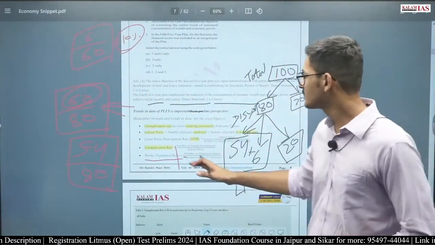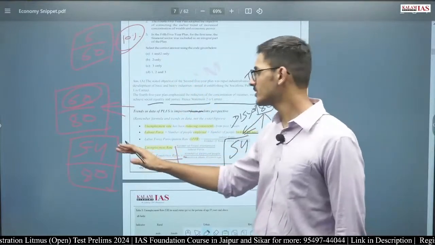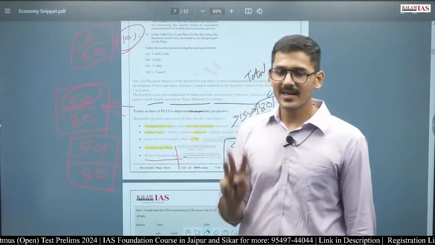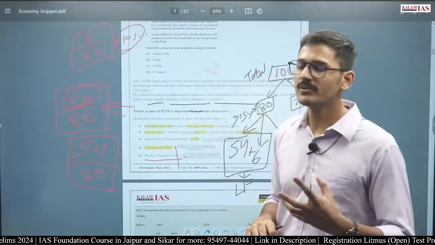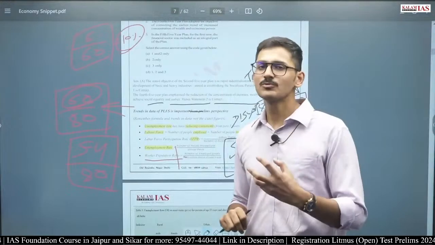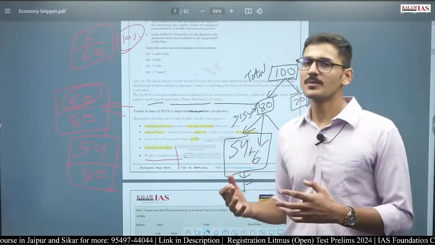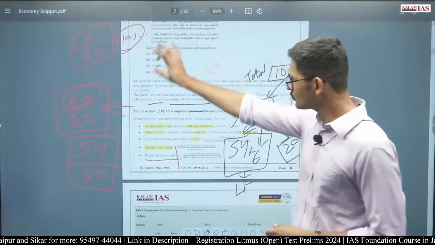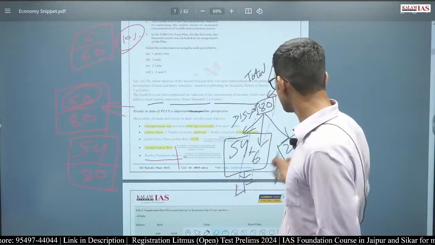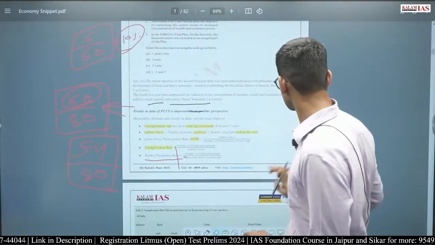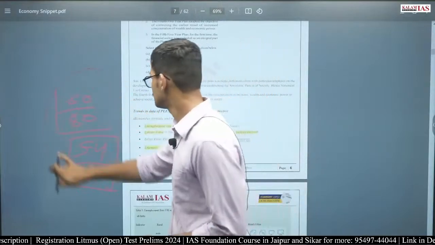So we have the unemployment rate, labor force participation rate and worker population ratio. These three data are calculated in all the economic surveys and all the budgets which are released by the government of India. So you should have the conceptual understanding. If UPSC asks a question in prelims, that is not a surprise. You should know it. So this is the conceptual meaning of labor force participation rate, unemployment rate, and worker population ratio.